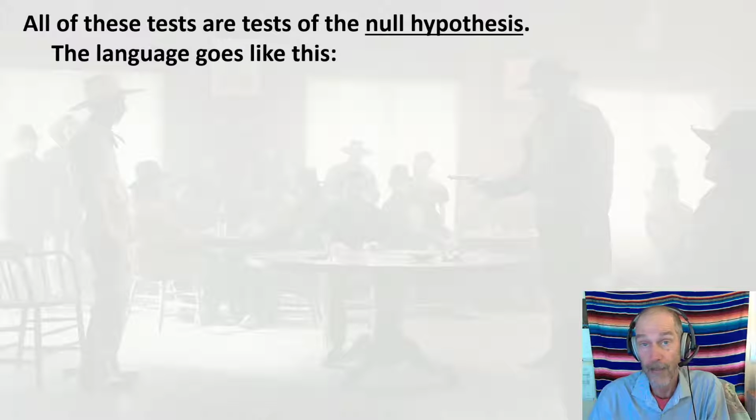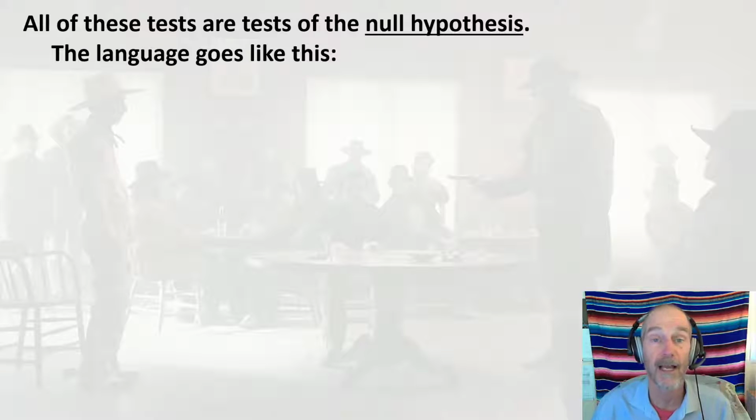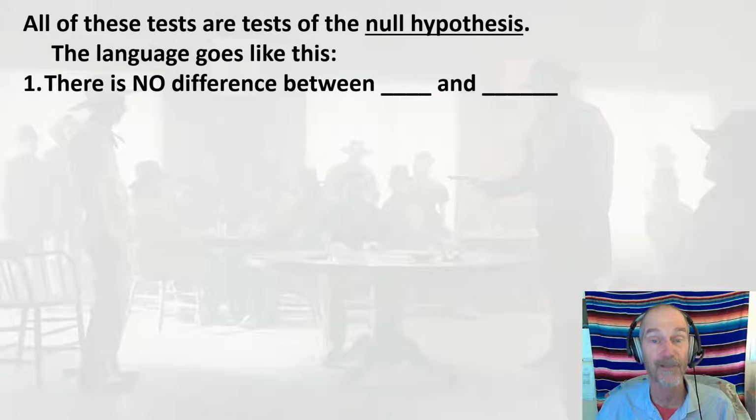So what is the null hypothesis? You need to know that. And you need to use a specific form of language associated with these. So when someone says, what is the null hypothesis? Actually, when someone says, what is the hypothesis? You should say, what do you mean? The null or the alternative hypothesis. So let's go over what the null hypothesis is. Language goes like this. There's no difference between something and something else. That's how your null hypothesis should almost always be stated.